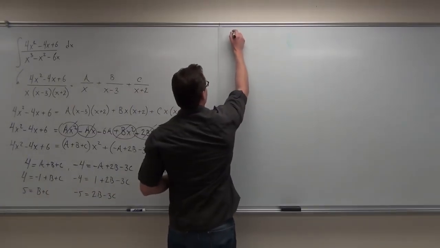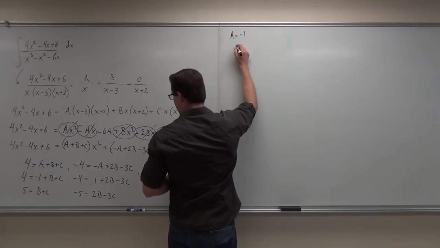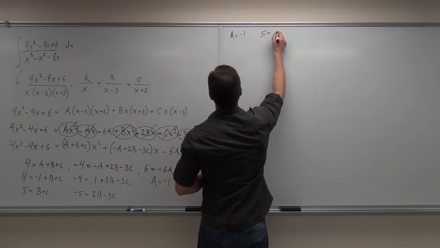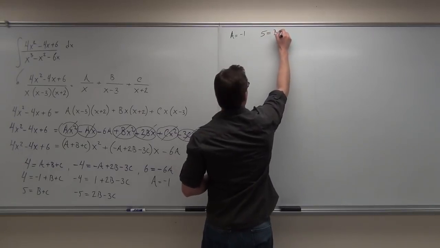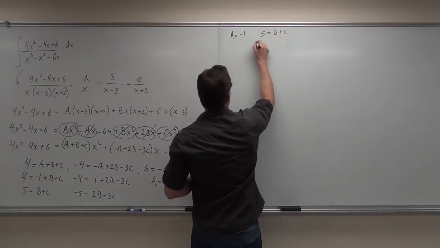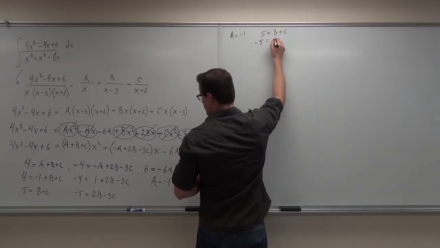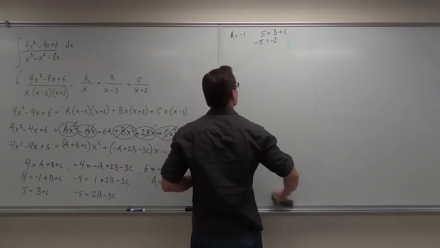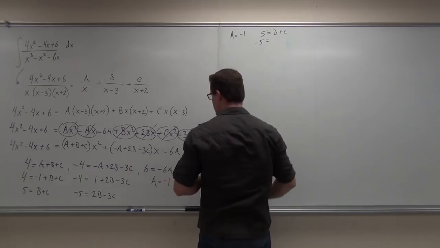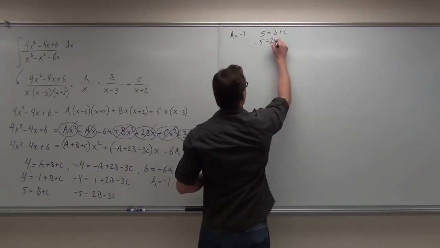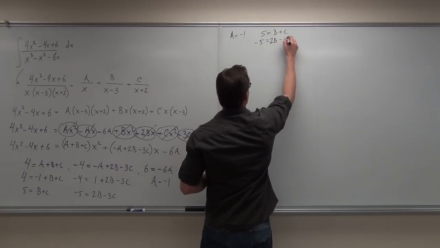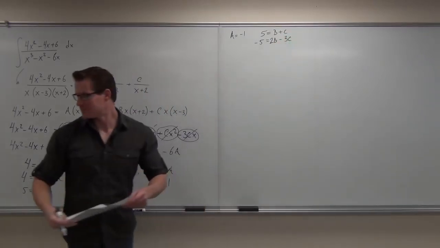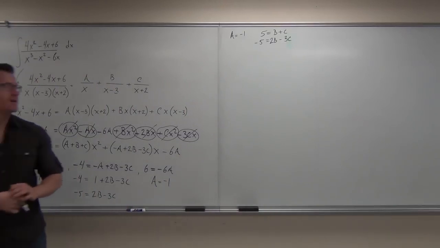So what I know is that a is negative 1. What I also know is that I've got 5 equals b plus c. I know that negative 5 equals positive 2b minus 3c.